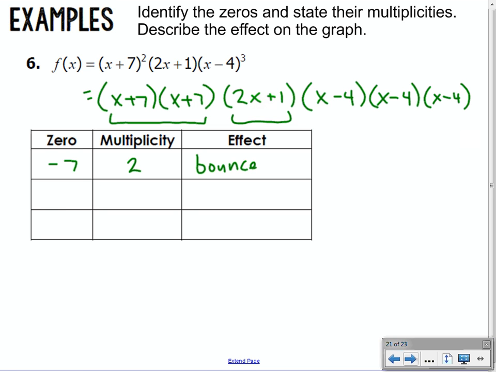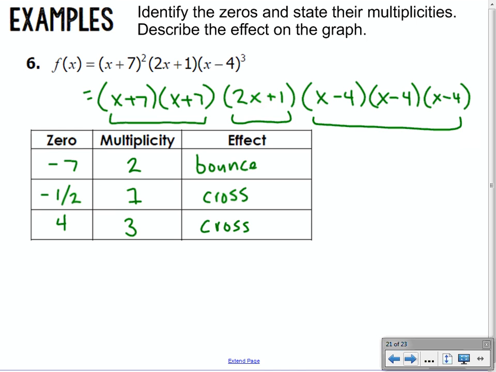I have a single factor of 2x plus 1, so that's a 0 at negative 1/2. Multiplicity is odd. It's going to cross at that spot. And then we have three factors of x minus 4, so that gives us a 0 at 4. Multiplicity is 3, and since it's odd, it's going to cross there.